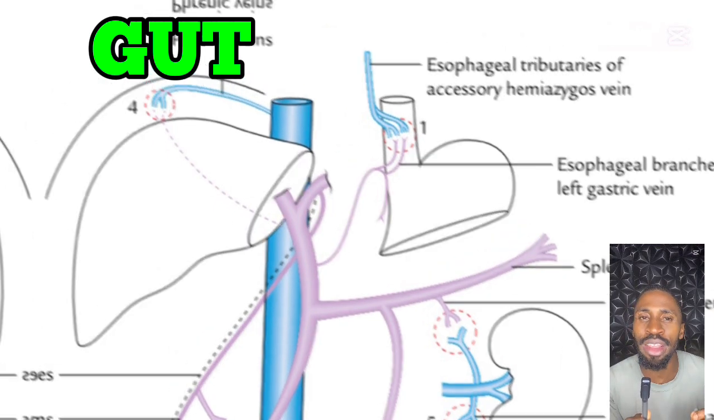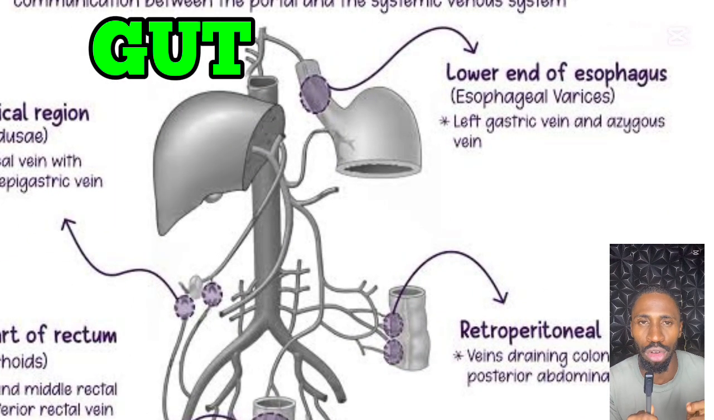And now anytime there is portal obstruction or there's cirrhosis of the liver, what happens? The veins will become tortuous and enlarged. If they become tortuous or enlarged, there will be portal hypertension, which can cause rupturing of this vein. It causes hematemesis, where the patient vomits blood. Hematemesis is the process whereby you vomit out blood due to the rupture of the esophageal vein due to portal hypertension. Nice one.